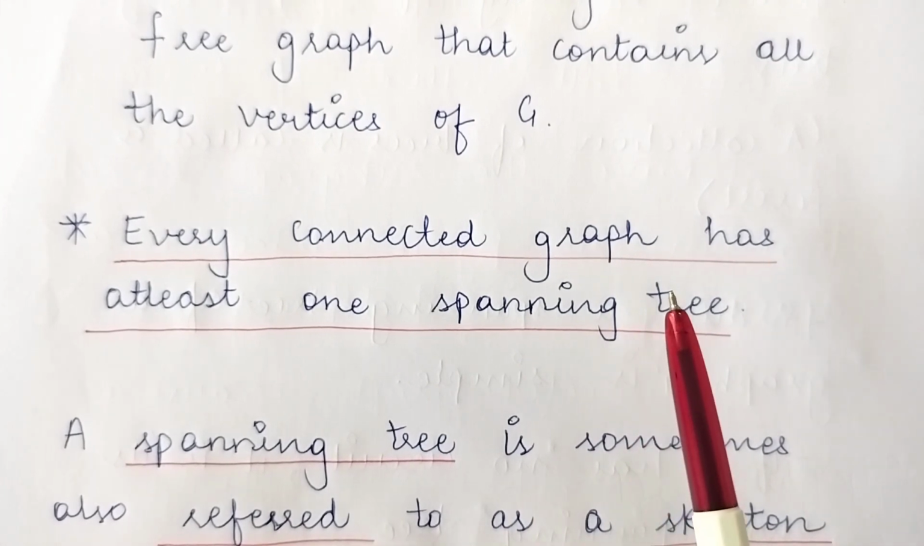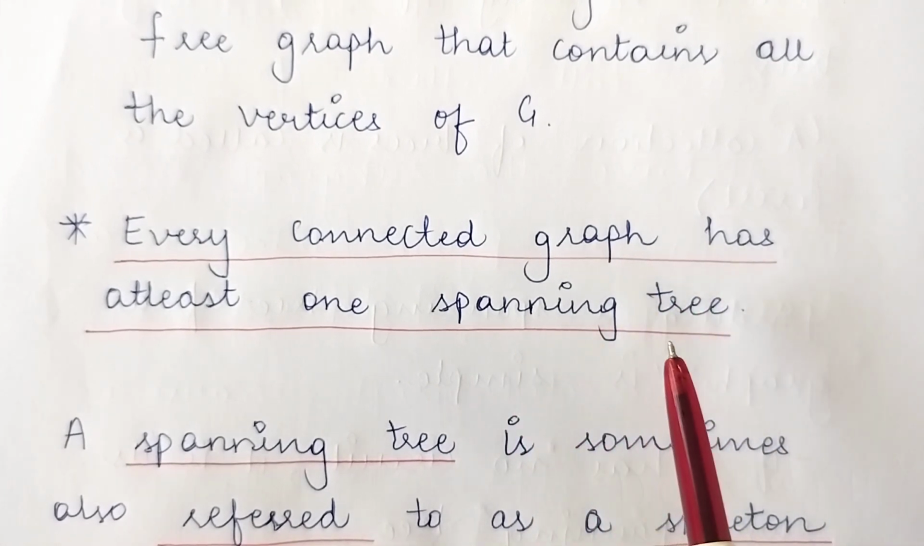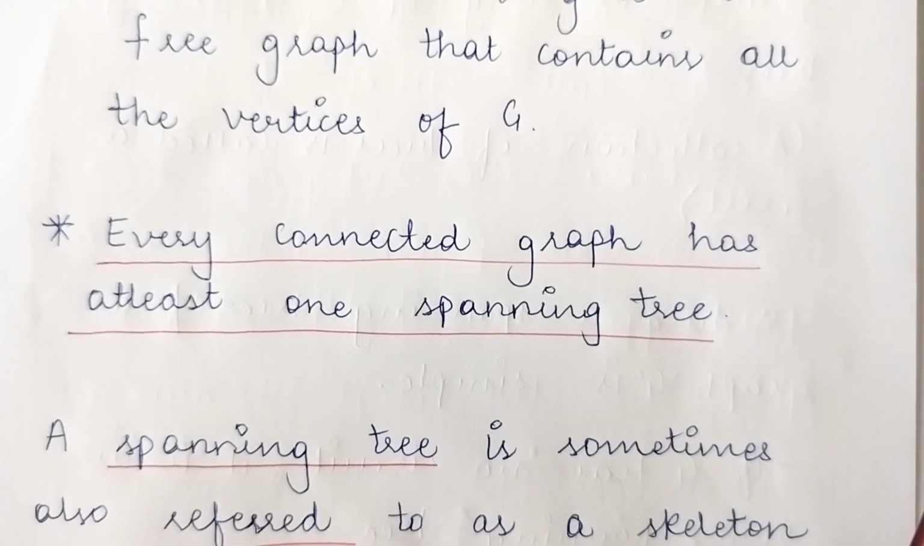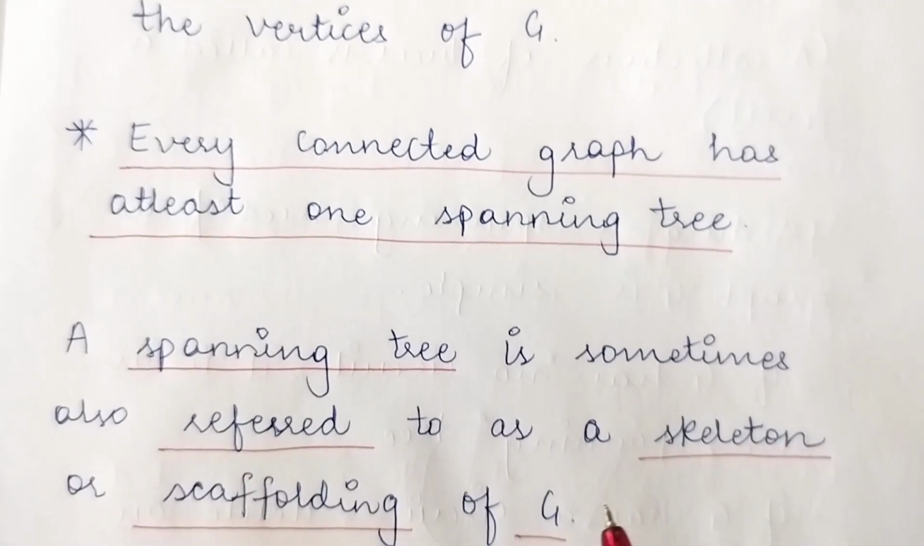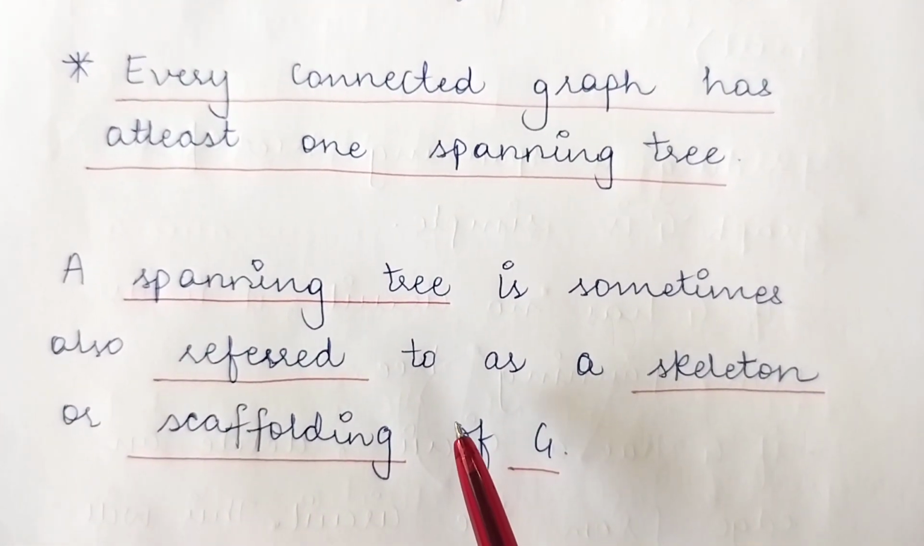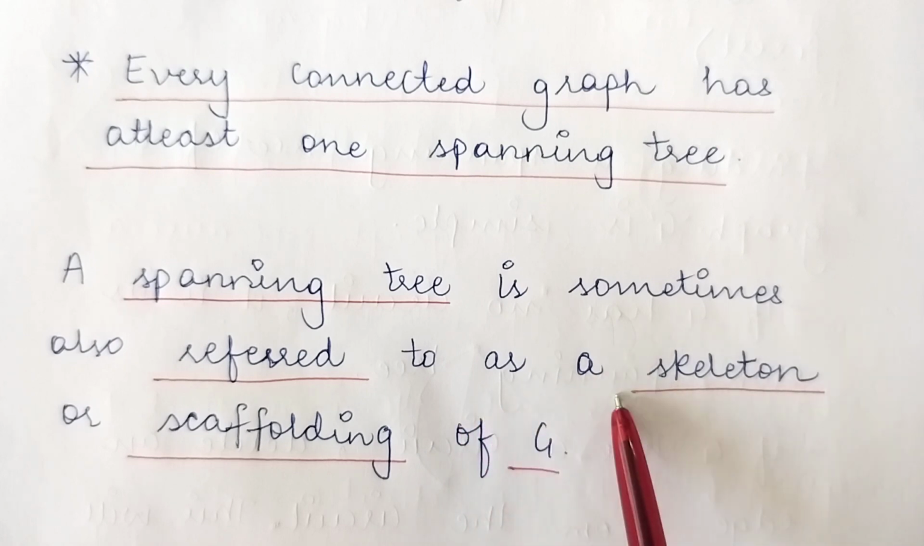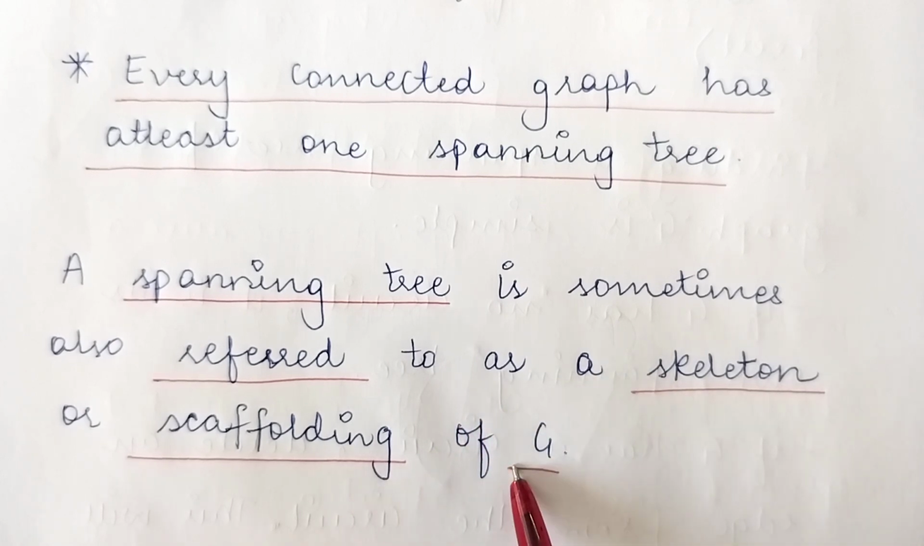Every connected graph has at least one spanning tree. A connected graph may have more than one spanning tree, but every connected graph will have minimum one spanning tree. A spanning tree is also sometimes referred to as the skeleton or scaffolding of the graph G.